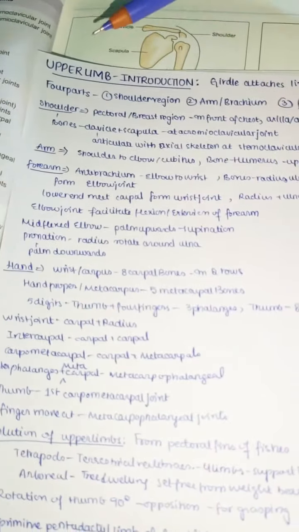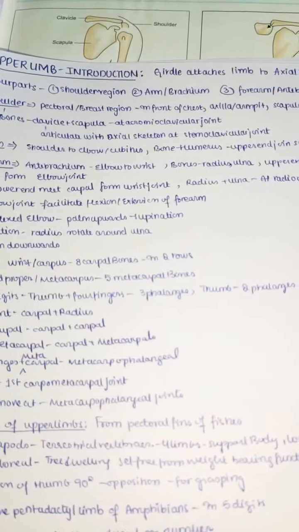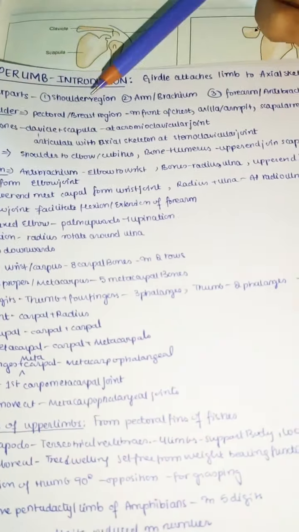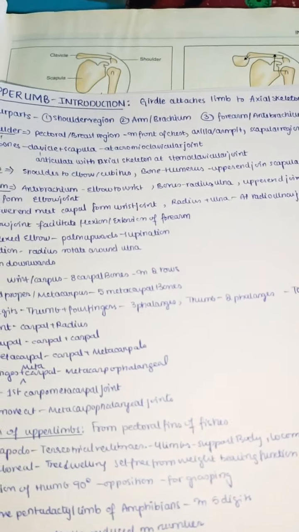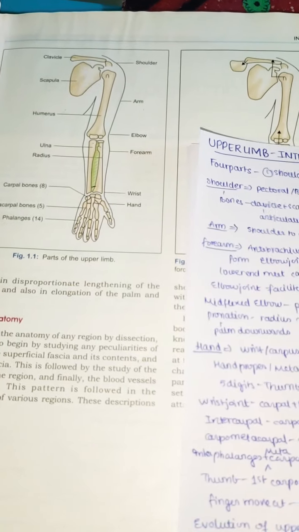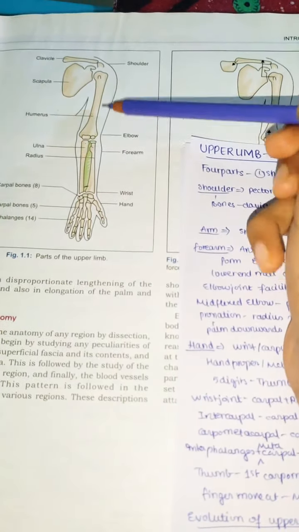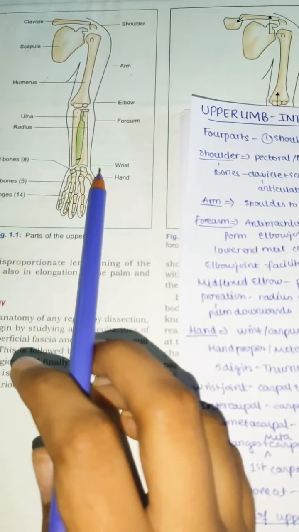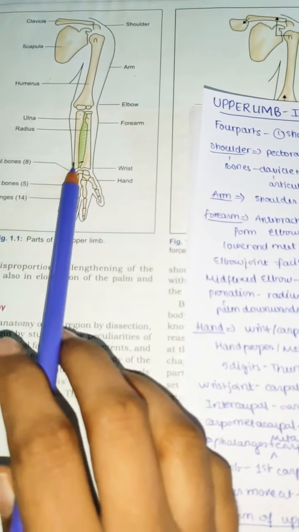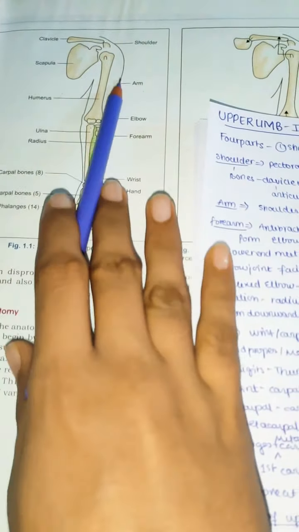And you can see here, mainly the upper limb is made up of four parts, that is the shoulder region, the arm or brachium. So I'll show by means of diagram. So you can see the upper limb is divided into shoulder region, arm is also called as brachium, and next you have the forearm, also called as antebrachium, and next you have your hand, called as manus. So this is how the upper limb is made up.